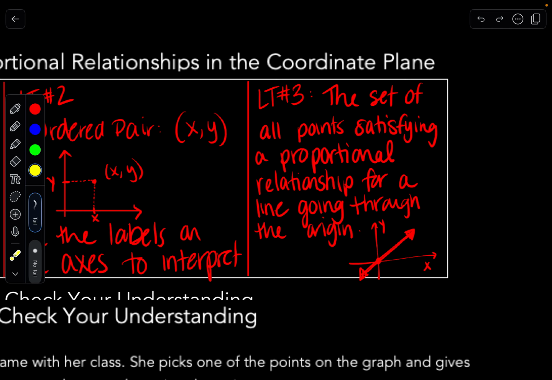The set of all points satisfying the proportional relationship for a line going through the origin is a line. Is that word right? The set of all points satisfying a proportional relationship.